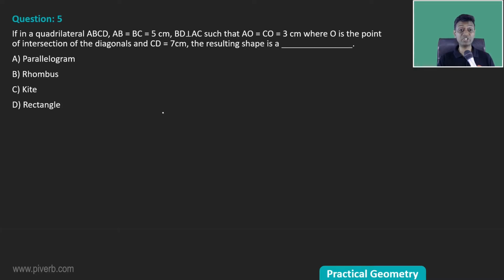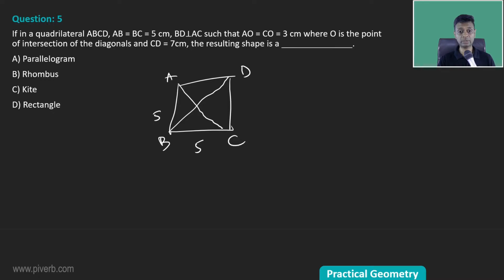If in a quadrilateral ABCD, AB equal to BC equal to 5 centimeters, ABCD, AB is 5, BC is 5. BD is perpendicular to AC, such that AO equal to CO is equal to 3. O is the point of intersection of the diagonals. Okay, wonderful. And CD is 7. What is the shape?